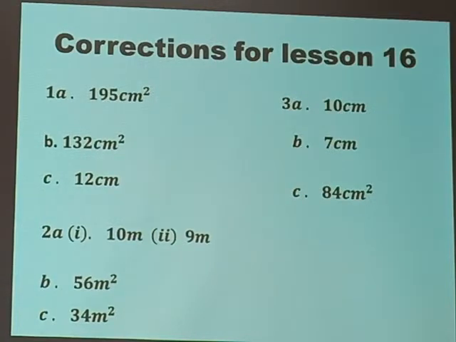So let's correct. Number 1A, the answer was supposed to be 195 square centimeters. Part B, 132 square centimeters. Part C, 12 centimeters. 2A, Roman 1, 10 meters. Roman 2, 9 meters. Part B, 56 square meters. Part C, 34 square meters. 3A, 10 centimeters. B, 7 centimeters. And finally C, 84 square centimeters. If you got that, that's wonderful. That's excellent. Any mistake, you correct it.